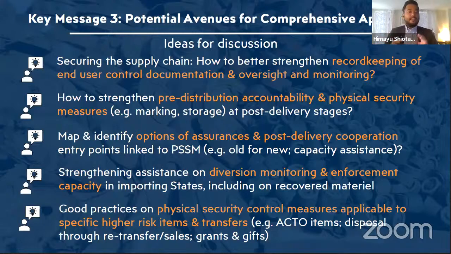And lastly, if this all sounds like too wild of an idea, one can start practically as well. You don't need to start with all conventional items for all end users. You can be more targeted. One could look at high-risk items in particular, if they fell into the wrong hands, or if there were particular end users that were operating in a particular high-risk environment, maybe these assurance cooperation elements become more relevant. So these are just ideas that I can put on the table for further dialogue.